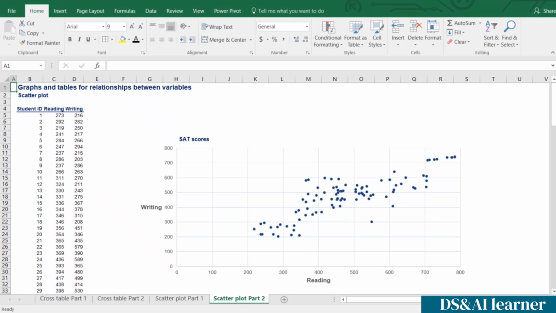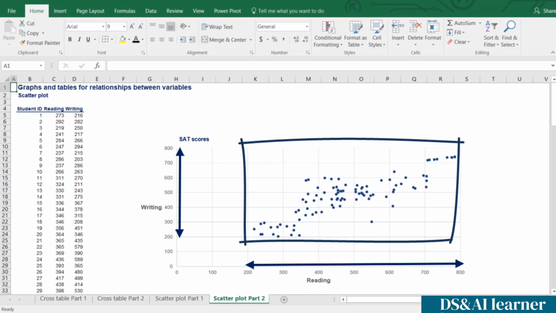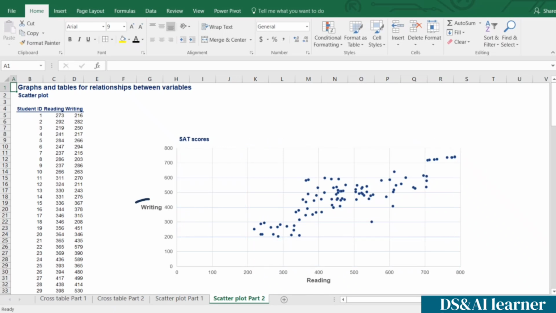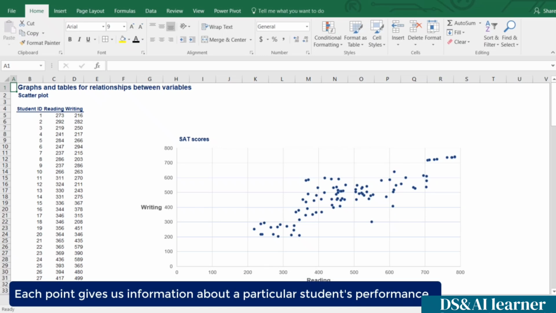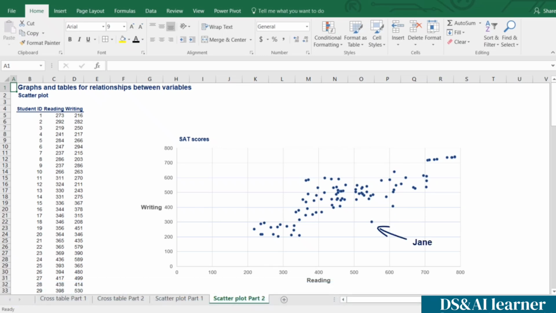All right. First, SAT scores by component range from 200 to 800 points, and that is why our data is bounded within the range of 200 to 800. Second, our vertical axis shows the writing scores, while the horizontal axis contains reading scores. Third, there are 100 students, and the results correspond to a specific point on the graph. Each point gives us information about a particular student's performance. For example, this is Jane. She scored 300 on writing, but 550 on the reading part.